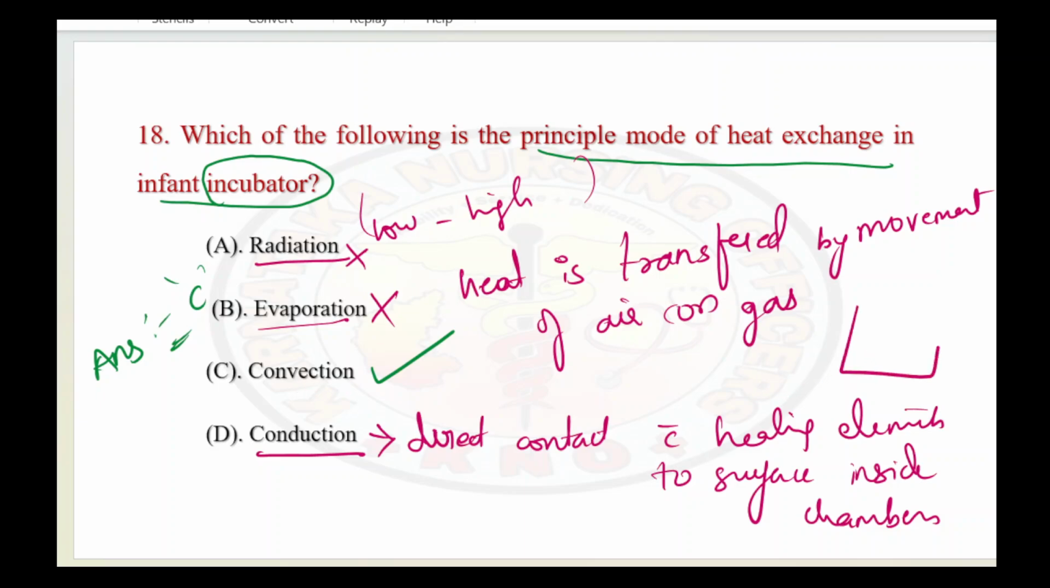Because if you see the incubator, suppose this is a box, and this is the newborn. If you place the child inside this incubator, heat will be transferred through exchange of gas, like this. Uniformly the heat will be exchanged, so that is called convection. We are going to see it in the incubator, so the right answer is C.